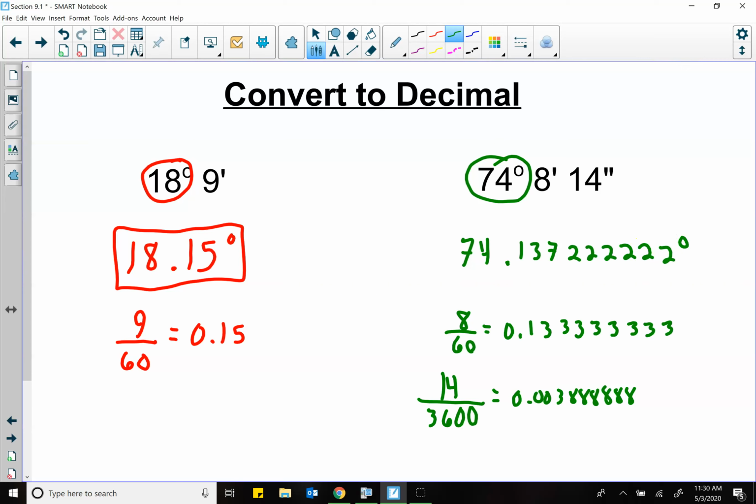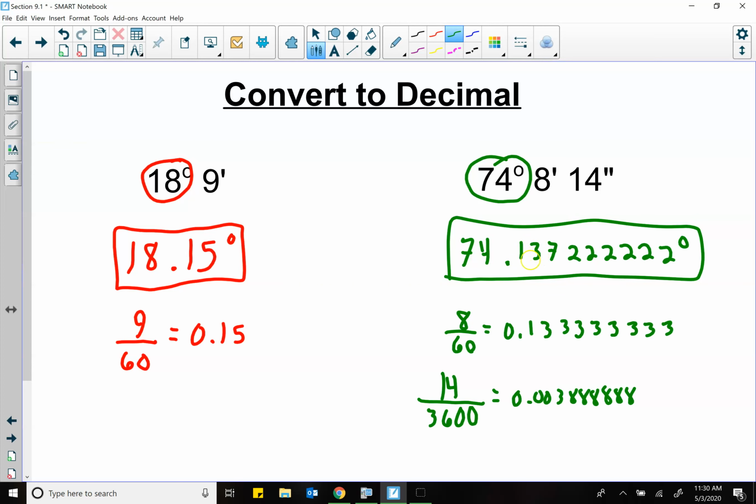So, degrees. And then this is where you'll read that fine print below the box. It might say round to the nearest whole, which would be 74 degrees. Round to the nearest tenth, which would be 74.1 degrees. Round to the nearest hundredth, which would be 74.14, because the 7 says, hey, 3, go up.